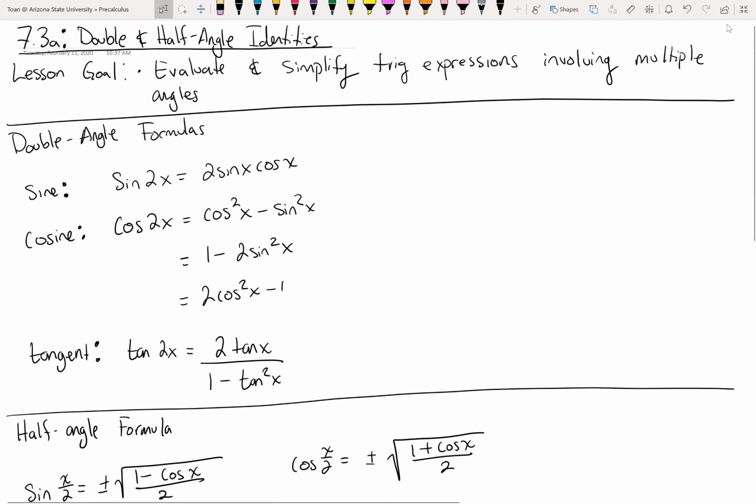So 7.3a is just going to introduce a handful of more identities for you. As you can see, it's the double and half angle identities, but the things I'm going to ask you to do, our lesson goals, are exactly the same: evaluating, simplifying, proving, etc., etc., etc.